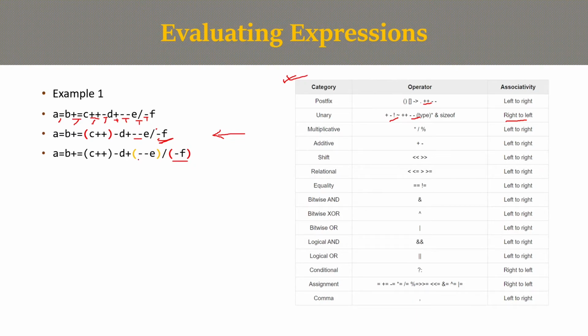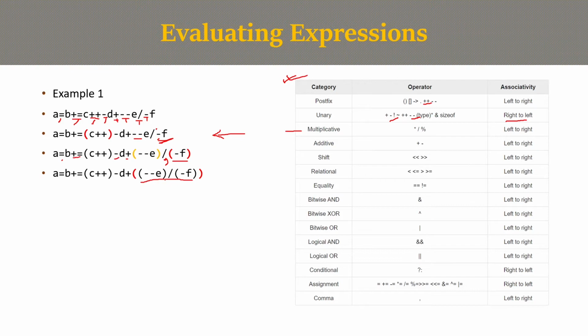After this, what are the remaining operators? We have the assignment operators, the additive operators, and the multiplicative operators. We can see from this table that the multiplicative operator is the third precedence after the unary. So we need to evaluate this division next. As you can see, using the parenthesis, I evaluate this sub expression now.